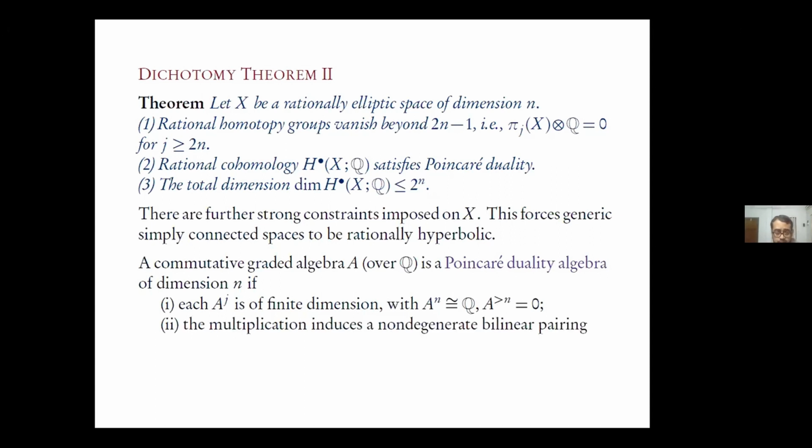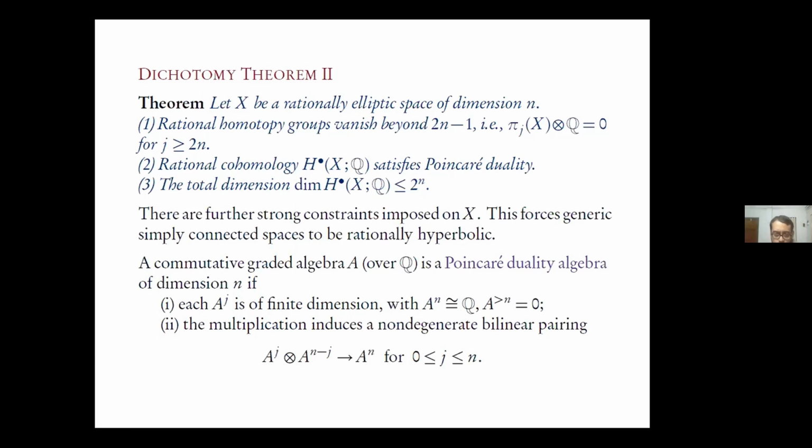And there's a multiplication because A is an algebra. I want this multiplication to induce a non-degenerate bilinear pairing from A^j tensor A^(n-j) to A^n. A^n here is basically a copy of Q, and I want this to induce a non-degenerate bilinear pairing. So as Pranav remarked, this basically means that this thing is the dual of this thing, because everything is finite dimensional now. So A^(n-j) can be identified with the dual of A^j. Okay. So this is what a Poincare duality algebra is for me.